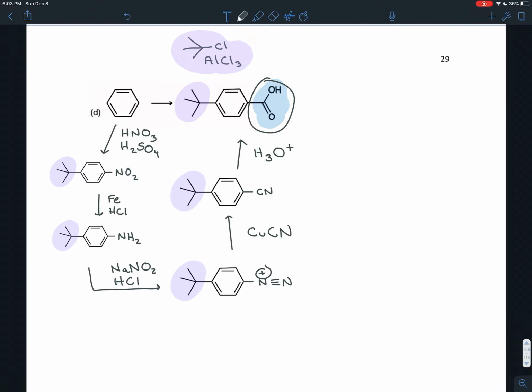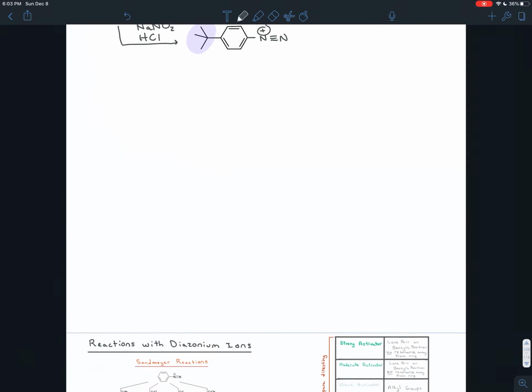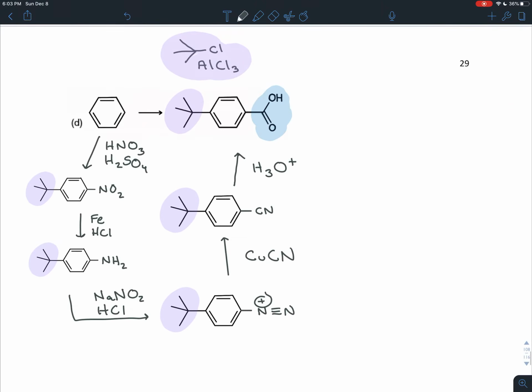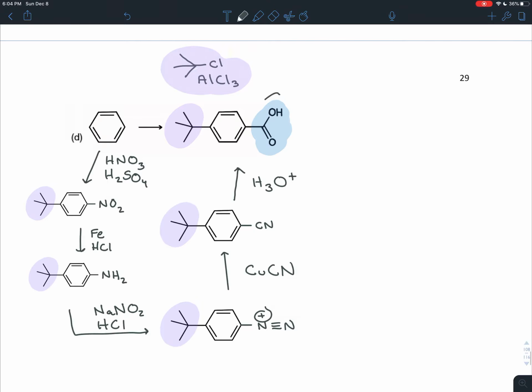Now that carboxylic acid, that is a deactivator. Remember that if you have a pi bond to an electronegative atom conjugated with the ring, that's a deactivator and a meta-director. So we have a pi bond to an electronegative atom, and it's conjugated to the ring, double, single, double, right? Alternating single and double bonds. So this is a meta-director, so we don't want to put that on first.